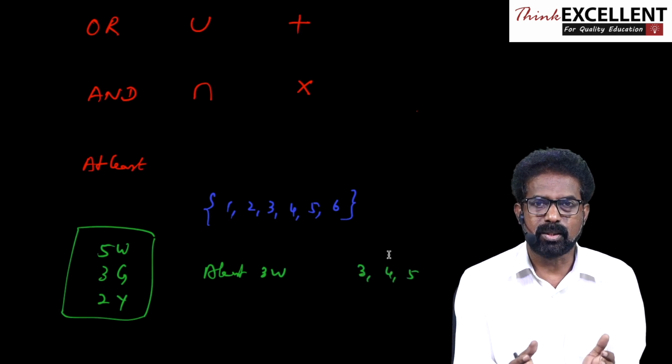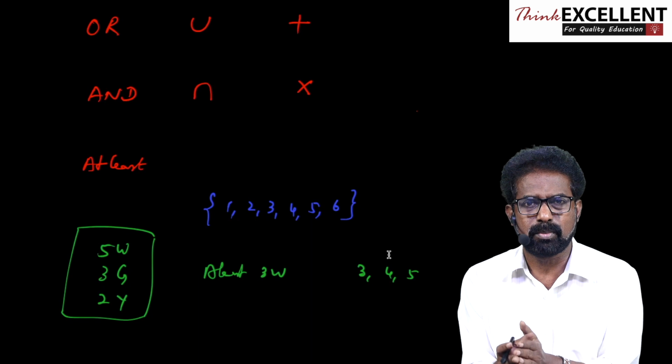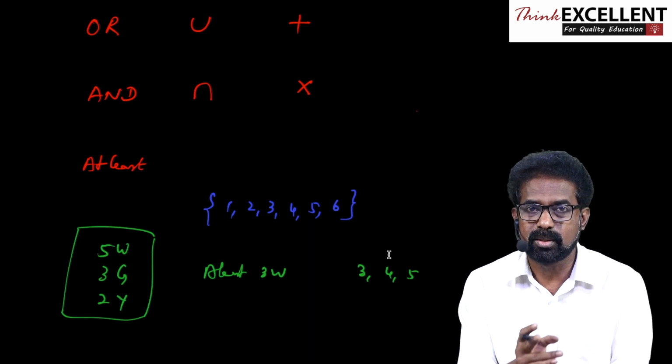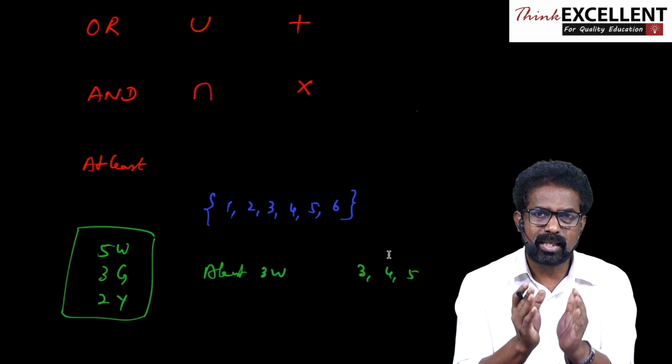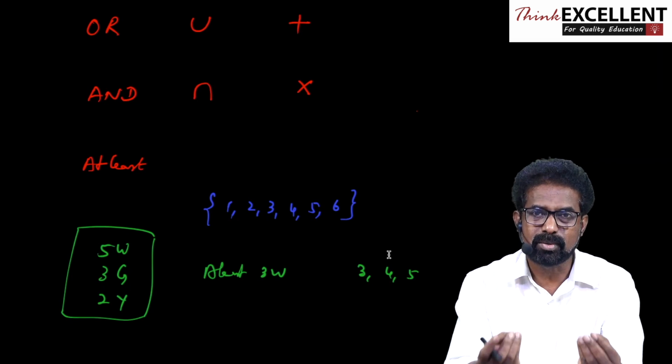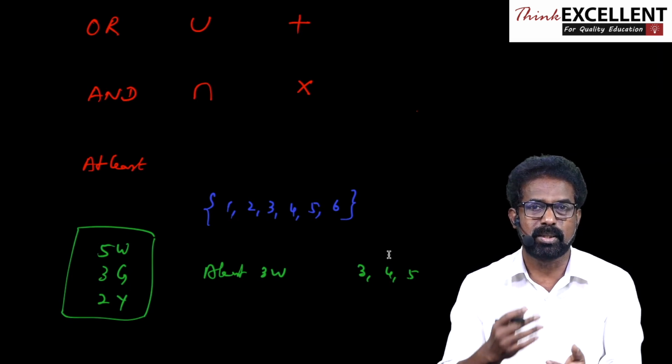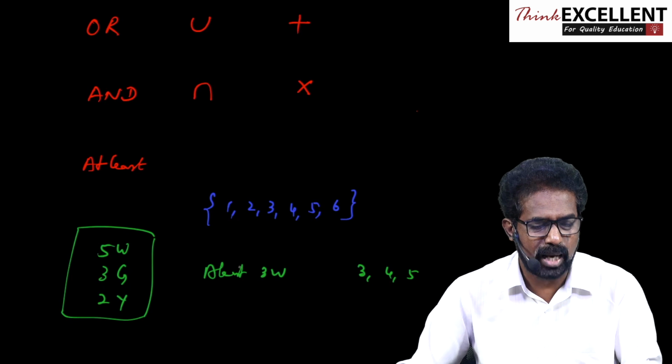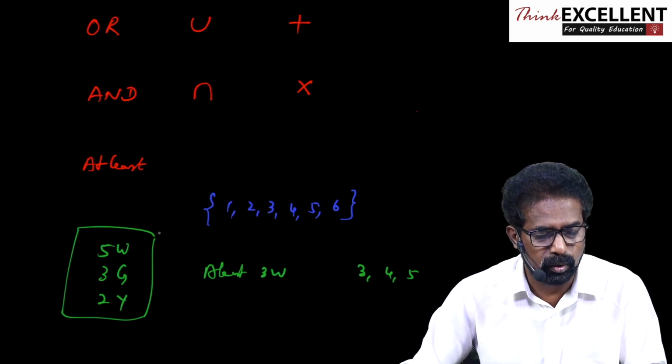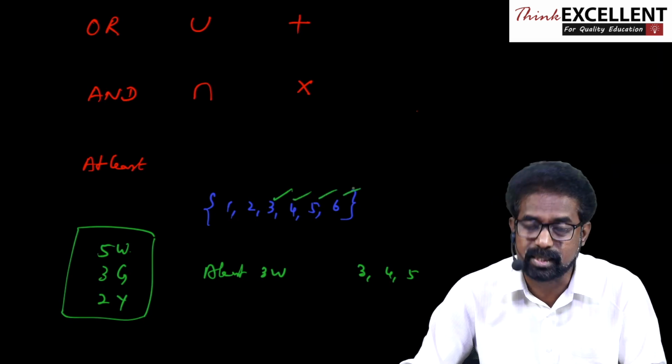Suppose your parents are asking you, you should score at least 80 marks. What's the meaning of that? You should score 80 or less? No. You should score at least 80 means minimum 80, right? So your mark should be 80 or more, right? So at least 3 means 3 or more. If there are 5 white balls here, at least 3 means 3 or more, 3, 4, 5.